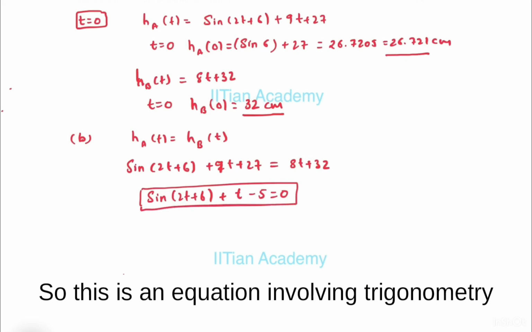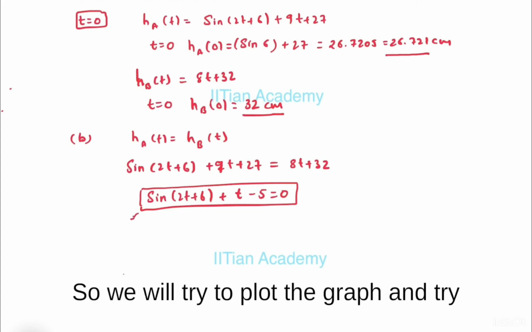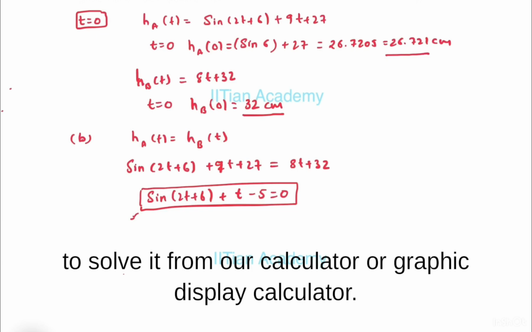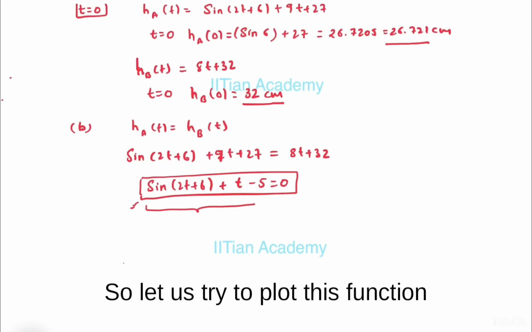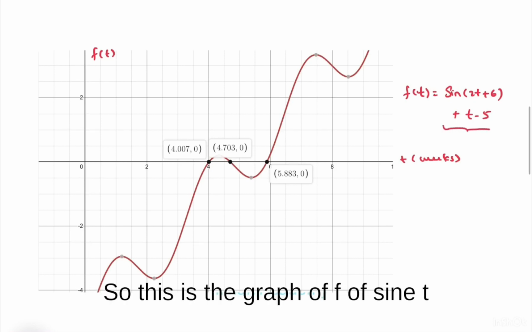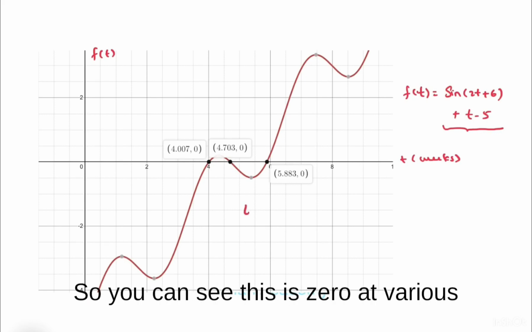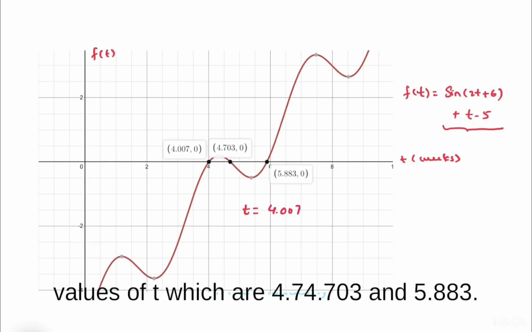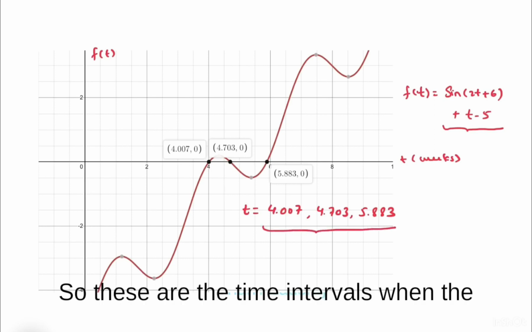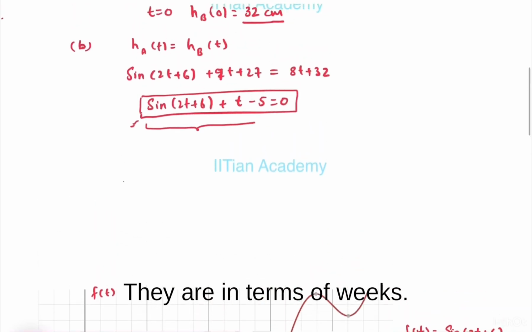So this is an equation involving trigonometry as well as linear degree 1. So we will try to plot the graph and solve it from our graphic display calculator. So let us try to plot this function and see when it is equal to 0. So we have plotted this graph for you. This is the graph of f of t, sin(2t plus 6) plus t minus 5. You can see this is 0 at various values of t, which are 4.007, 4.703 and 5.883. So these are the time intervals when the height of both the plants will be equal. These are in terms of weeks.